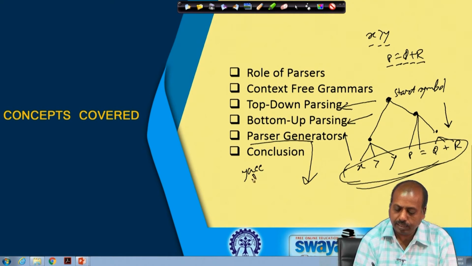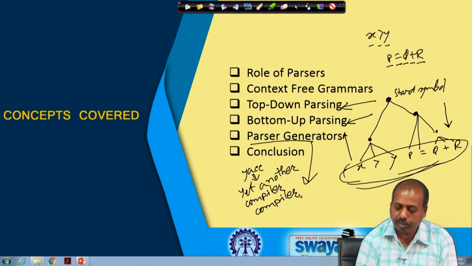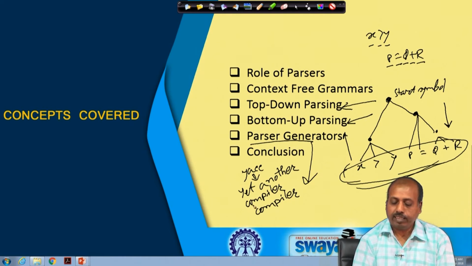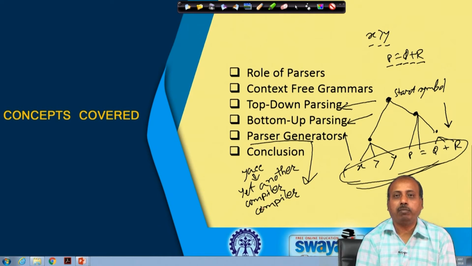Yacc stands for yet another compiler compiler. So, what does it mean? Why does compiler come twice? It is because it is a compiler for a compiler. You specify a grammar and for that it will generate a compiler. So, it compiles a compiler, or makes a compiler. That is why it is called yet another compiler compiler, and the abbreviation is yacc.